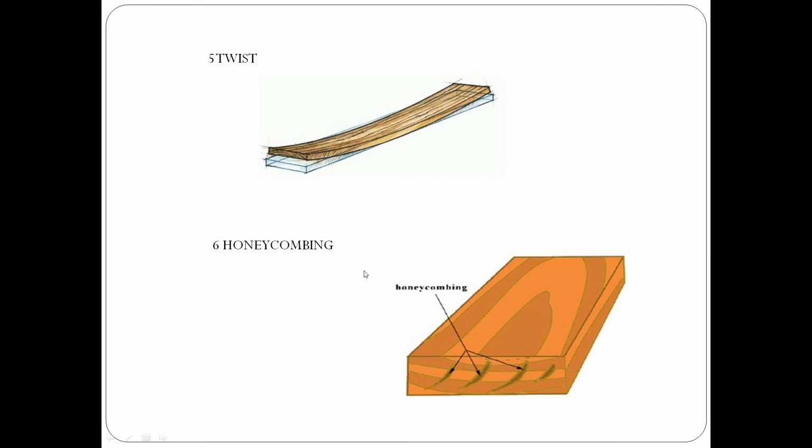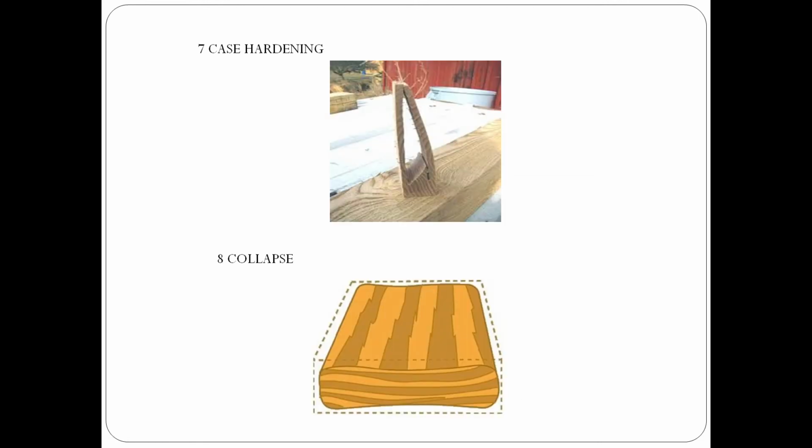It is mainly due to stresses developed during the drying of timber. Now, case hardening. Case is nothing but the top surface of wood which dries rapidly during seasoning, but the inner part does not. Then this defect is called case hardening. Next one is collapse. During drying, some parts of the wood may dry rapidly while some may not because of improper drying. This is called collapse.